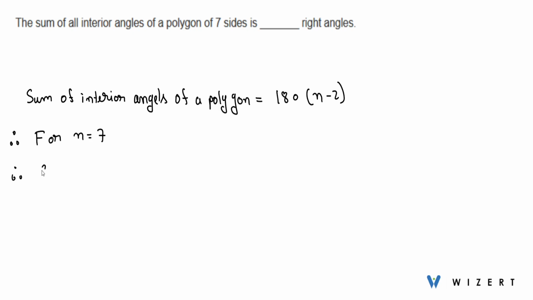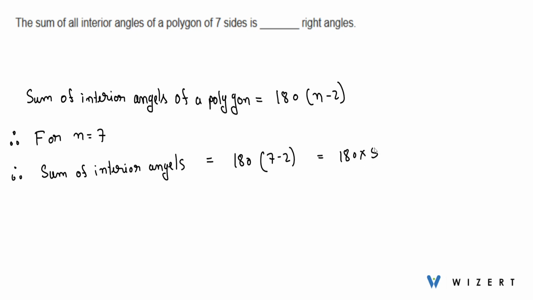sum of interior angles will be equal to 180 degrees multiplied by 7 minus 2. So 7 minus 2, therefore 180 degrees multiplied by 5.